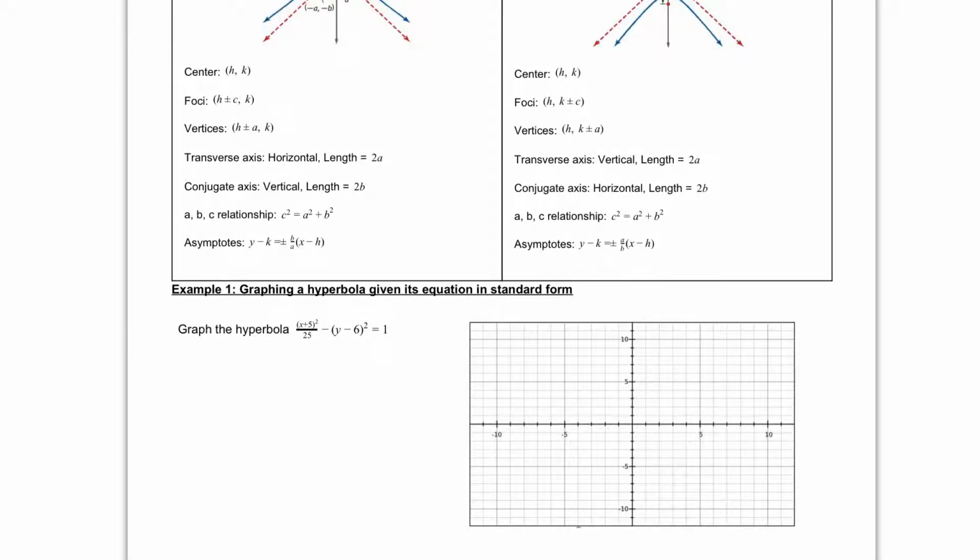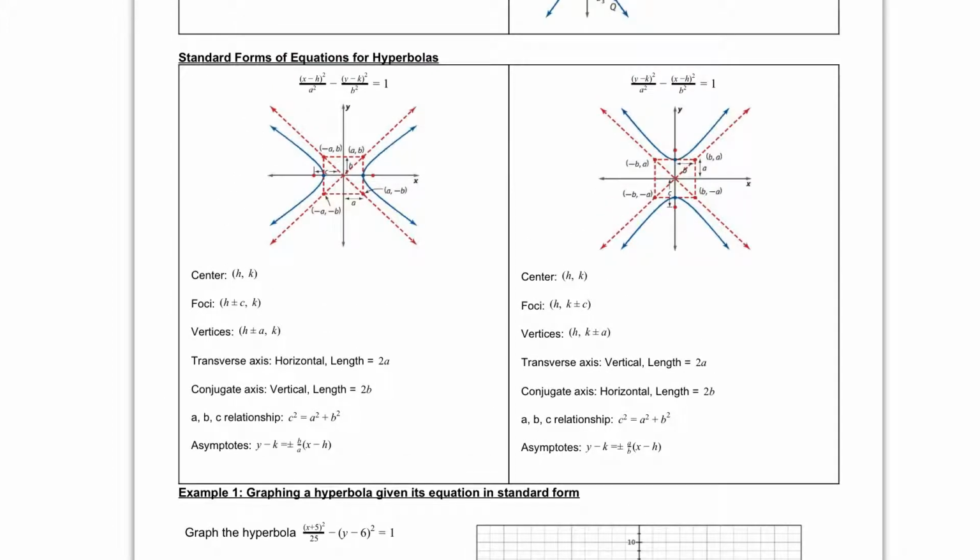In this unit's notes, we're going to start talking about hyperbolas. So if we go up to the top, we have two different forms of equations for hyperbolas. We have our (x minus h) squared over a squared first, where this is going to open up to the left and to the right. And then we have the one where the y goes first. So (y minus k) squared over a squared is first, and that is when our hyperbola will open up and down. We have our center listed.